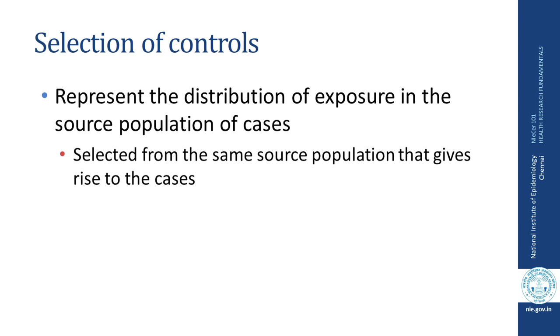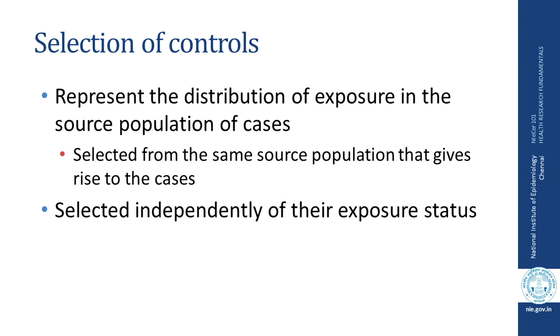Where from can I select the controls? As I mentioned earlier, control is the one who does not have the disease under investigation. Why do we need control? Controls essentially represent the distribution of exposure in source population. So, they tell you the background rate of exposure in the population from which cases have come. Like cases, they also need to be selected independent of the exposure status.